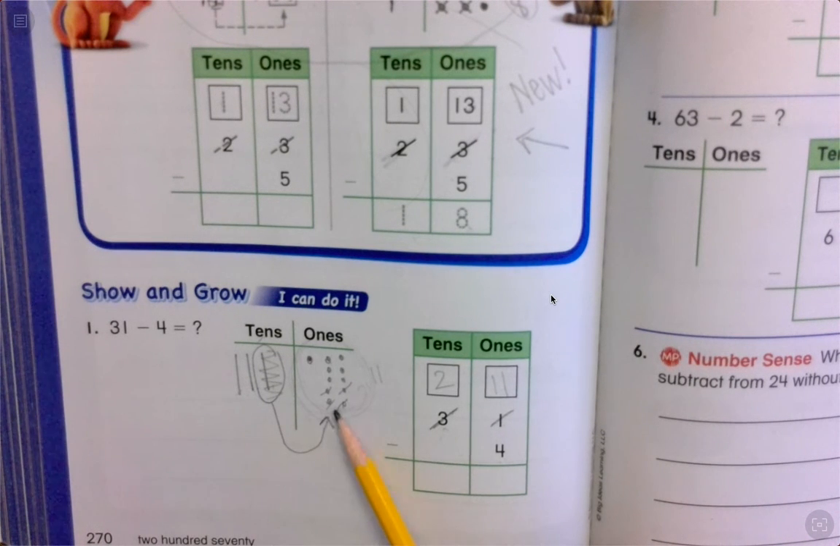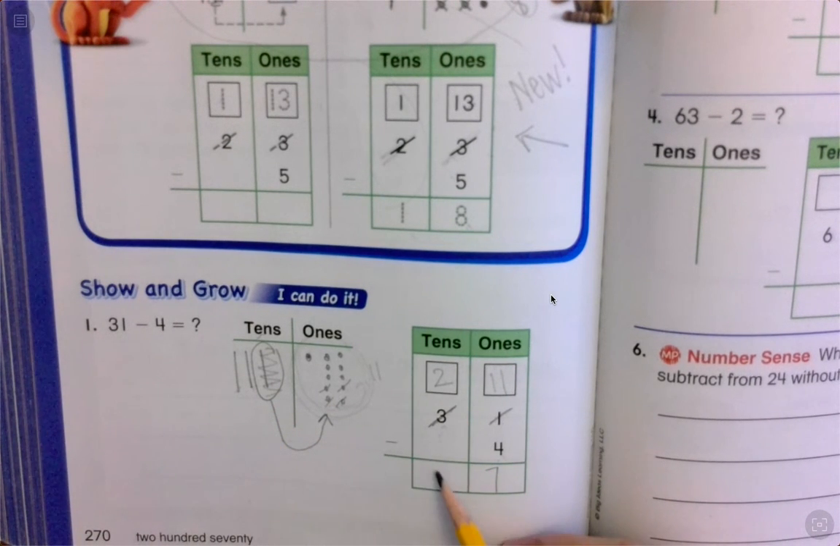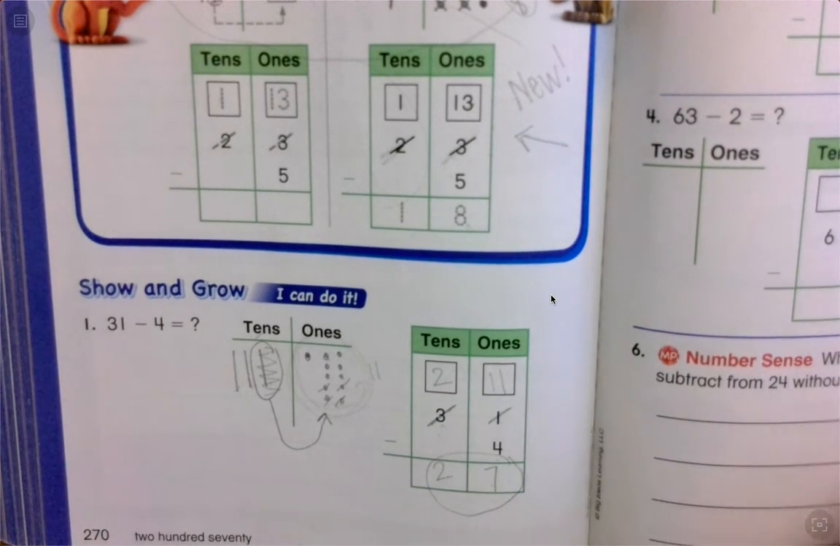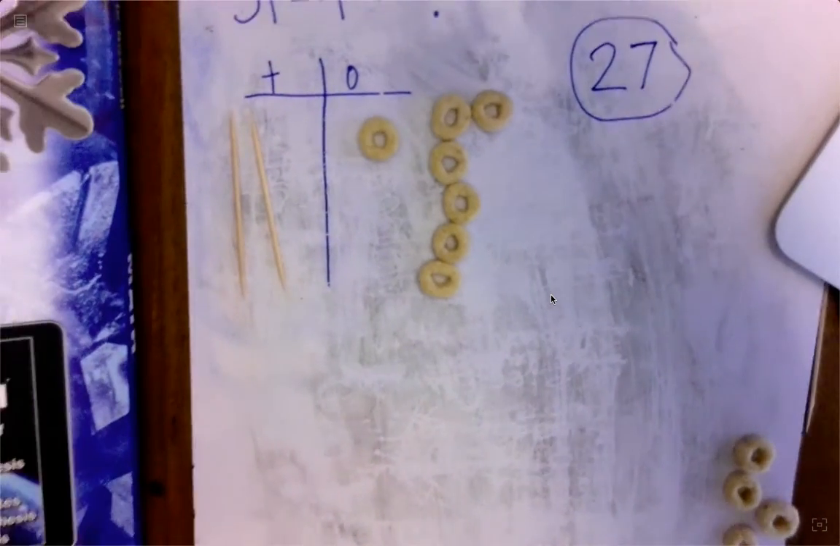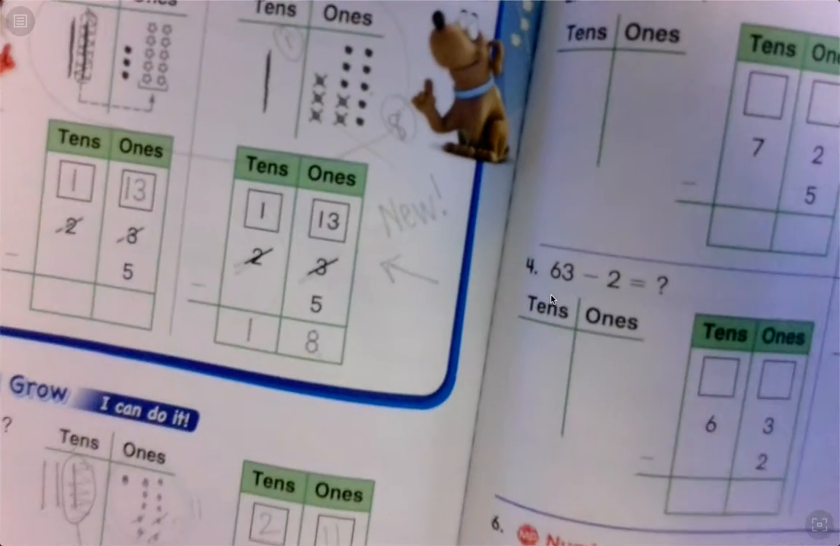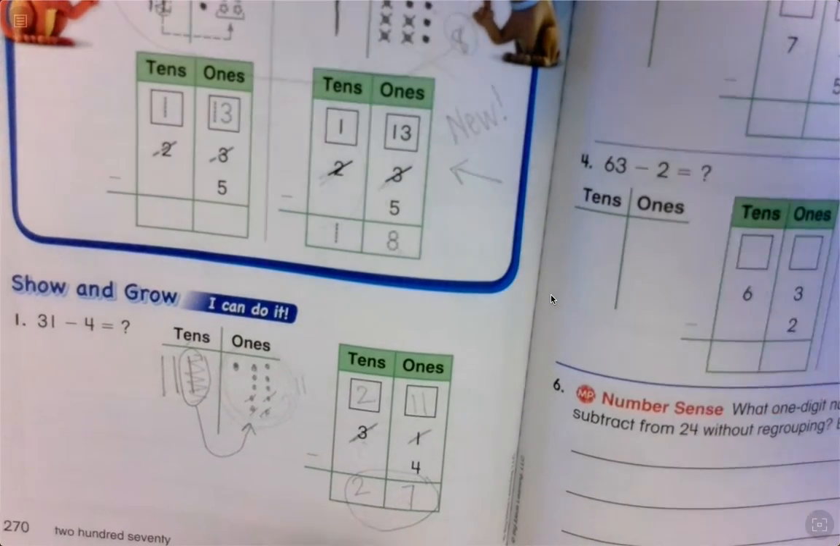Okay, and I already did that. This is 11. I took 4 away. I have 1, 2, 3, 4, 5, 6, 7 1s left. And over here, how many 10s do I have left? Just those 2, right? 2 subtract nothing is 2. 27 is my answer. Let's just go back and make sure. Okay, 27. Okay. All right, let's do another one.